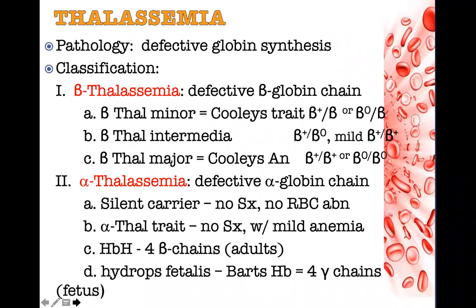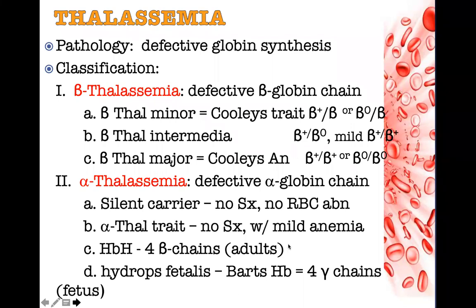Now we go to the thalassemias. These are examples of anemias as a result of defective globin synthesis. So, classification in beta thalassemia: as the term would imply, you have a defective beta globin chain.